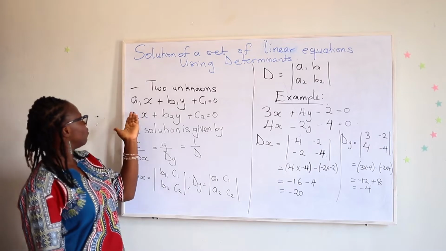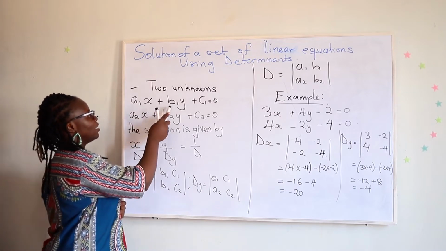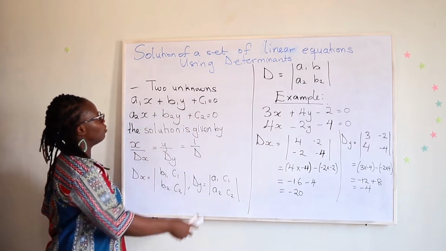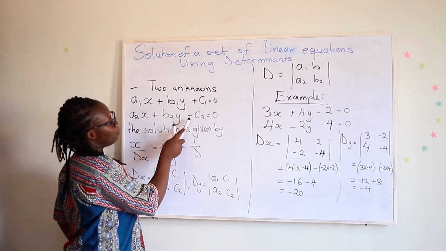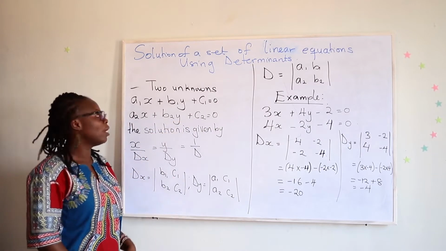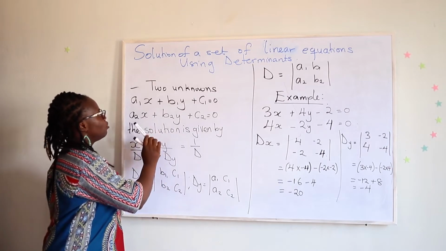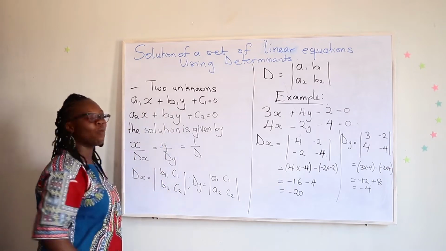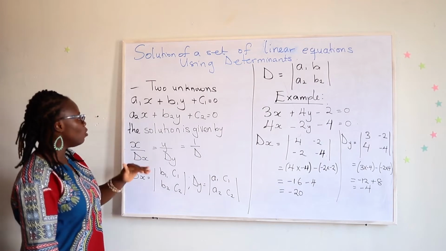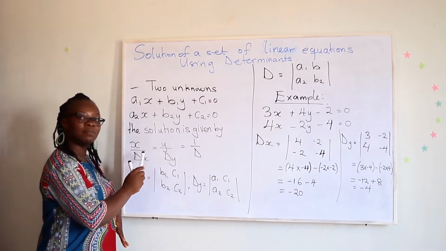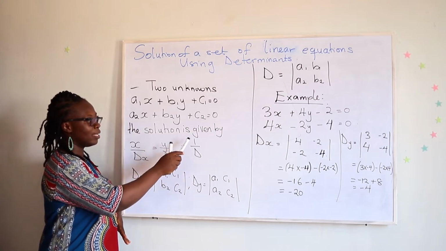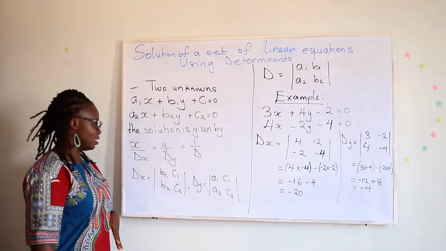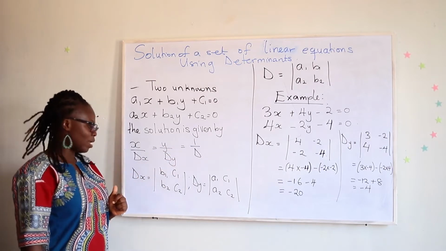If I have a set of equations a1x plus b1y plus c1 equal to 0 and a2x plus b2y plus c2 equal to 0, the unknowns we have are two, that is our x and y. We are saying the solution is given by x over dx equal to y over dy equal to 1 over d.